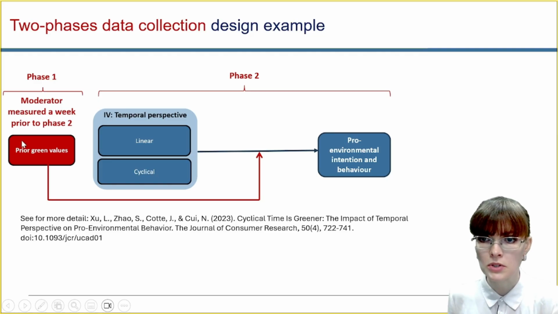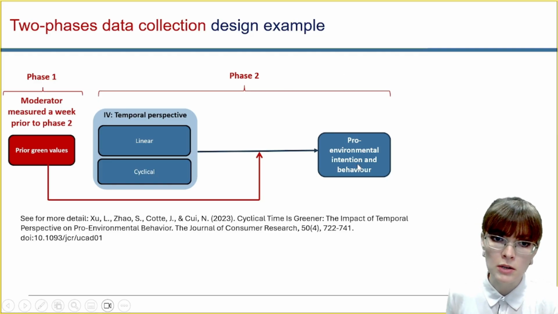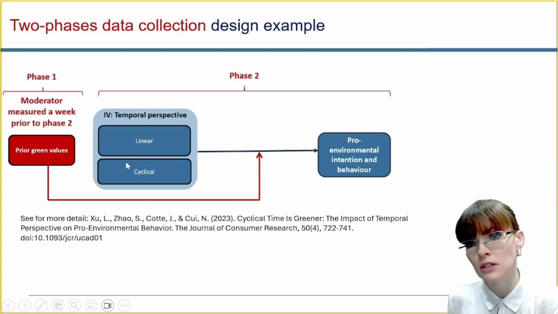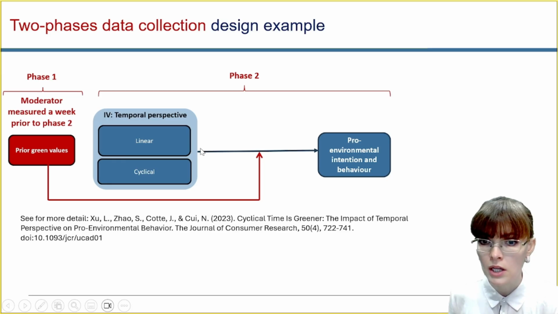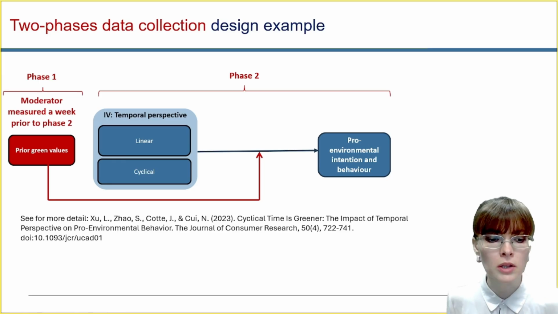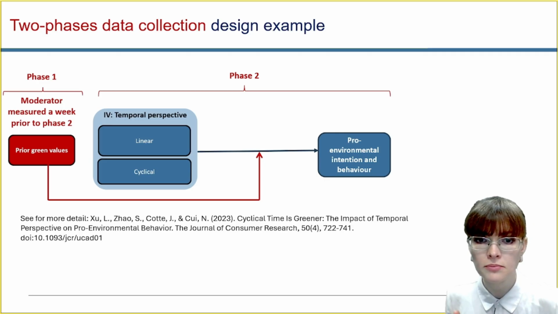The moderator was collected at phase 1, and then they measured the pro-environmental intention and behavior after they exposed them to the temporal perspective manipulation in phase 2. If you're interested to know more, you can always read this paper, but I'm not going to go into lots of detail. It's just an example for you to contextualize this better.